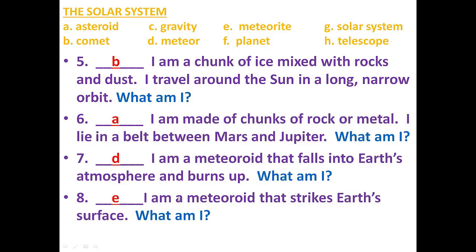Next, I am a meteoroid that strikes Earth's surface. What am I? The answer is meteorite. Now you remember what we learned in the previous sessions. All these things were discussed in our previous session. The answer is E for the last question.